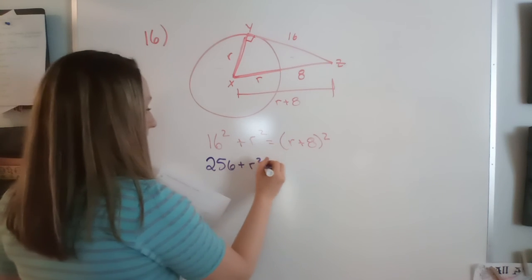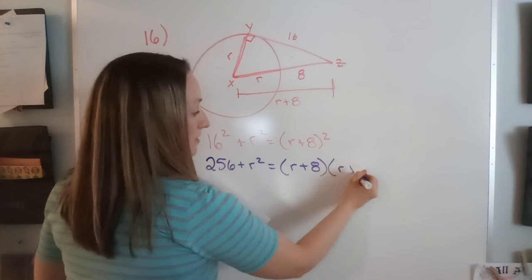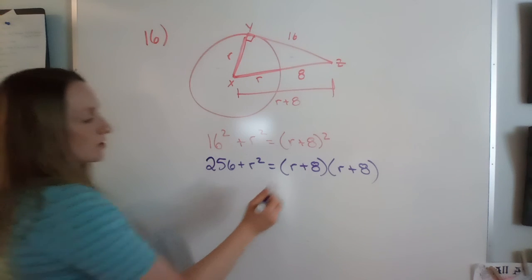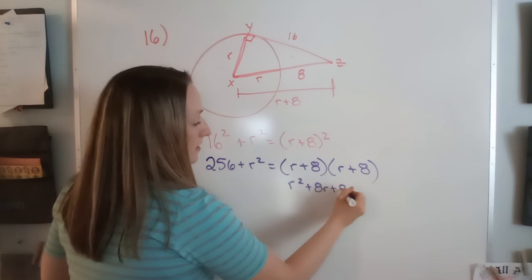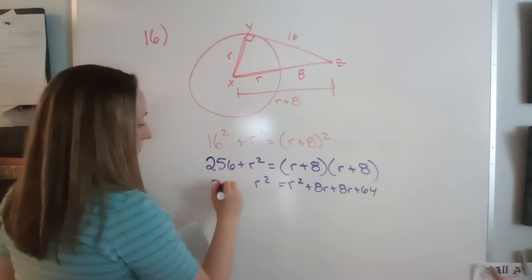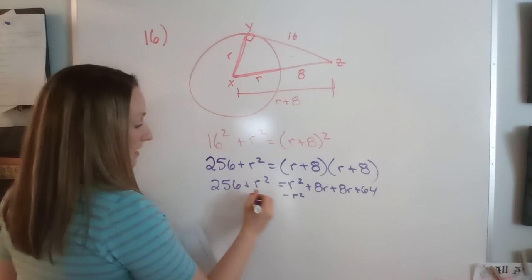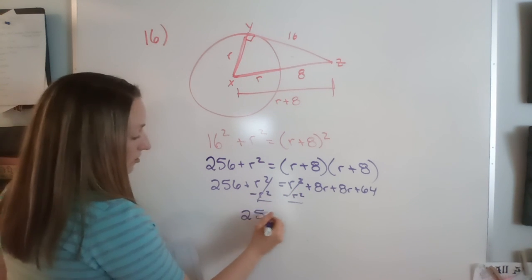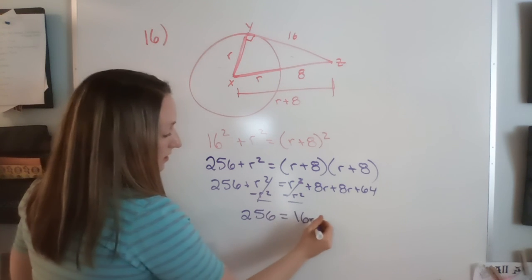plus r squared equals, make sure you FOIL the right-hand side. R plus 8 times r plus 8. So you're going to multiply first two terms, r squared plus 8r plus 8r plus 64, and 256. Subtract r squared from both sides, which means this went from being quadratic to now linear, which makes life easier. You don't have to factor. 256 equals 16r plus 64.